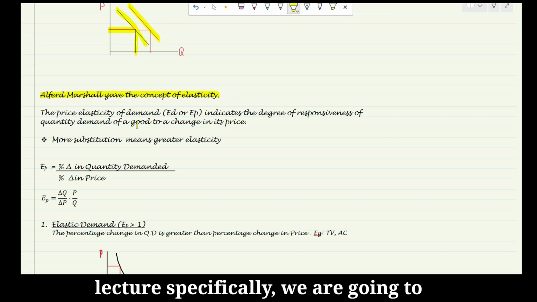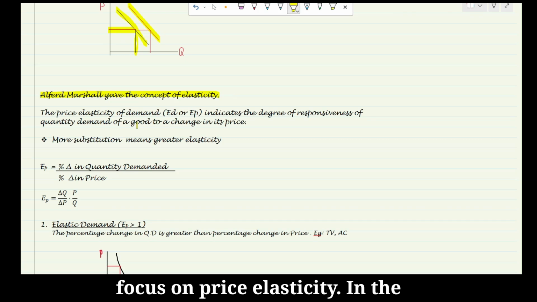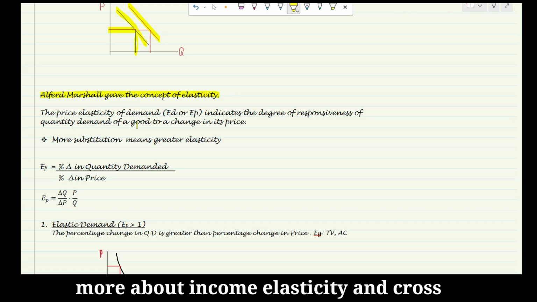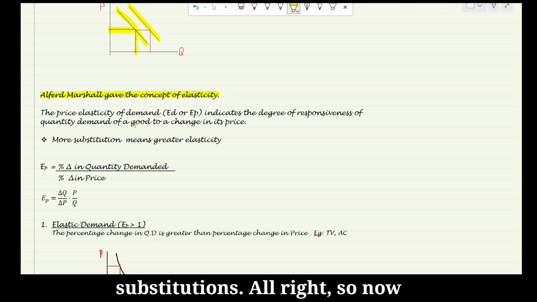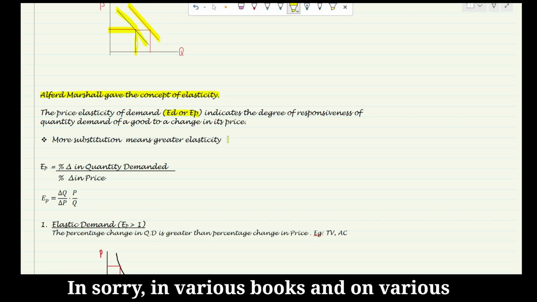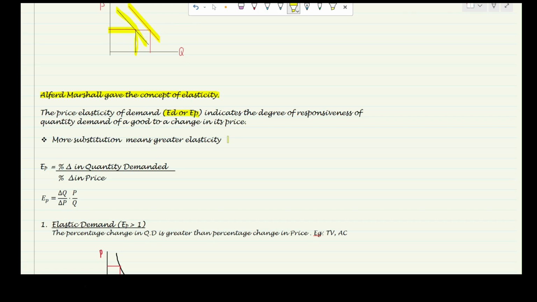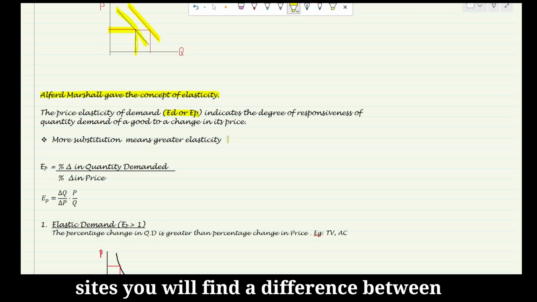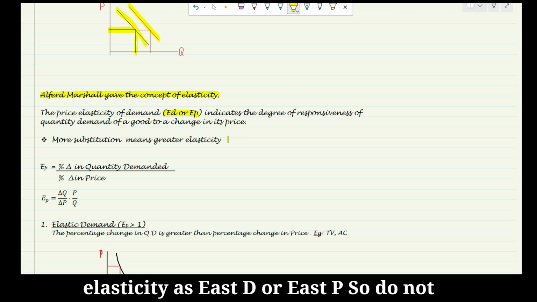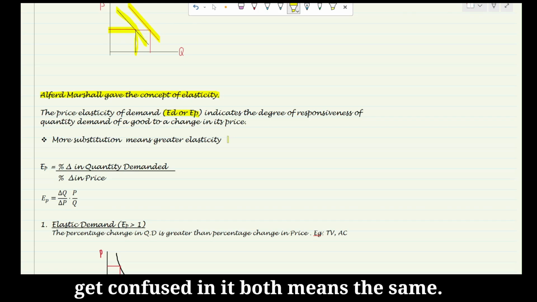Now in this lecture specifically we are going to focus on price elasticity. In the upcoming lectures we are going to talk more about income elasticity and cross elasticity. Alright, so now what is price elasticity? Price elasticity is denoted as EP or ED in various books. In various books and on various sites you will find some denoting price elasticity as ED or EP. So do not get confused, both mean the same.